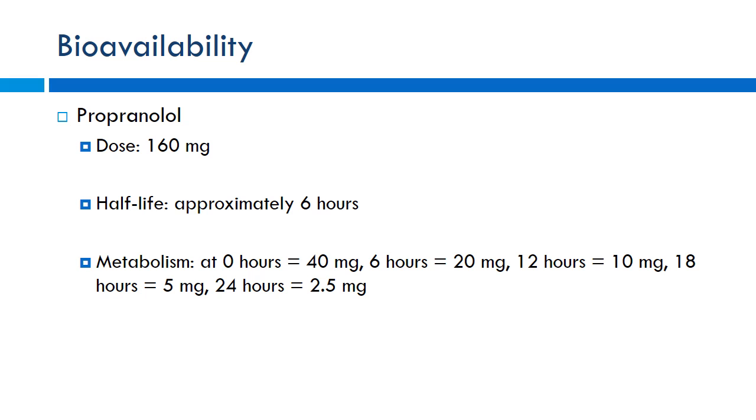Let's say at time 0 the drug got absorbed very quickly, and we have 40 milligrams in systemic circulation. In 6 hours, one half-life, how much should we have left? 20 milligrams, right? At 12 hours, we should have 10. At 18 hours, another half-life, we should have 5. Notice how we're metabolizing less and less drug each half-life, but that's because we're following first-order kinetics. Most drugs are going to be first-order kinetics.